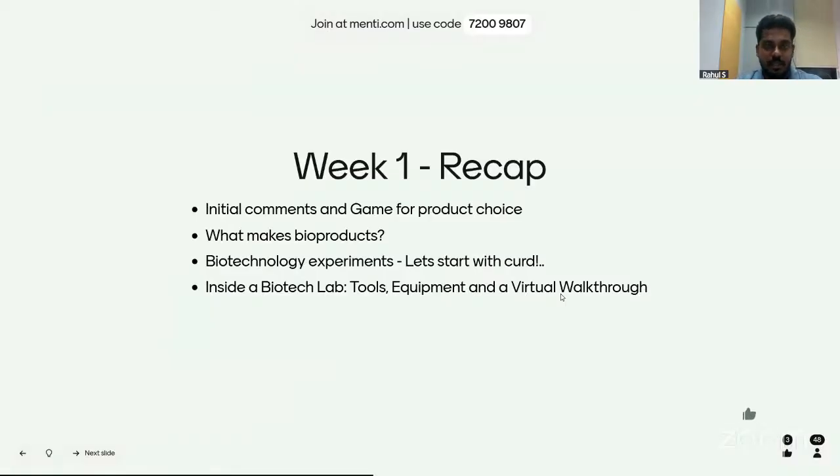All this will come together in this course. I hope that might have helped you. And then a small experiment. We want you to understand why we need to do the experiment and what the different biotechnology experiments are. That's why we started the course with that, and we showed you the equipment and the virtual walkthrough, right? I strongly recommend you go to the website and have a tour by yourself. That will help you more. So that's all we saw in week one.